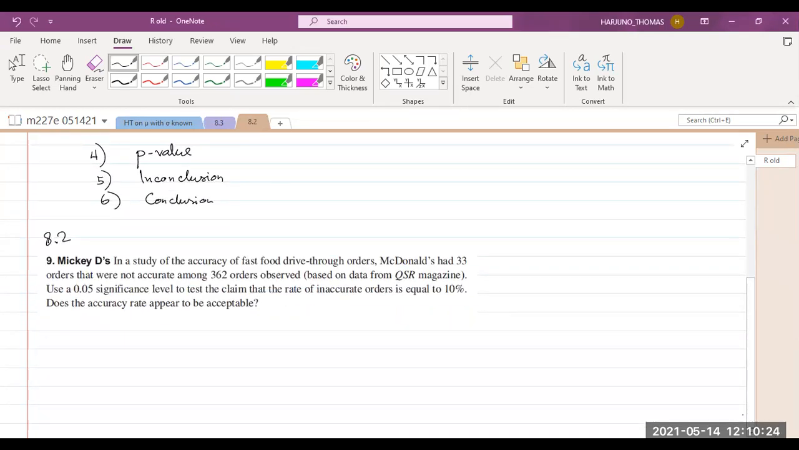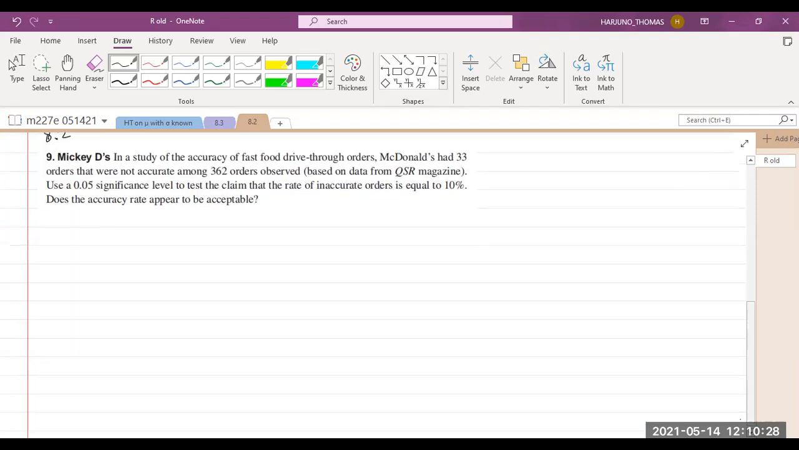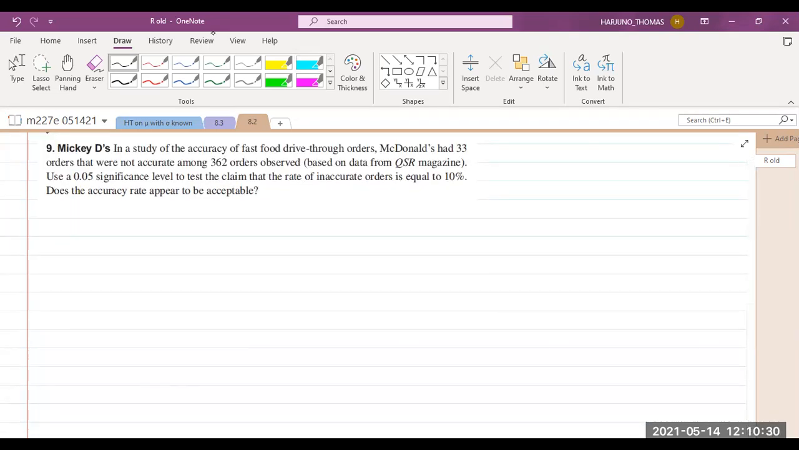In a study of the accuracy of fast food drive-through orders, McDonald's has 33 orders that were not accurate among 362 orders. So sample size 362, the number of incorrect orders 33. Okay, significance level 0.05 or 5%.